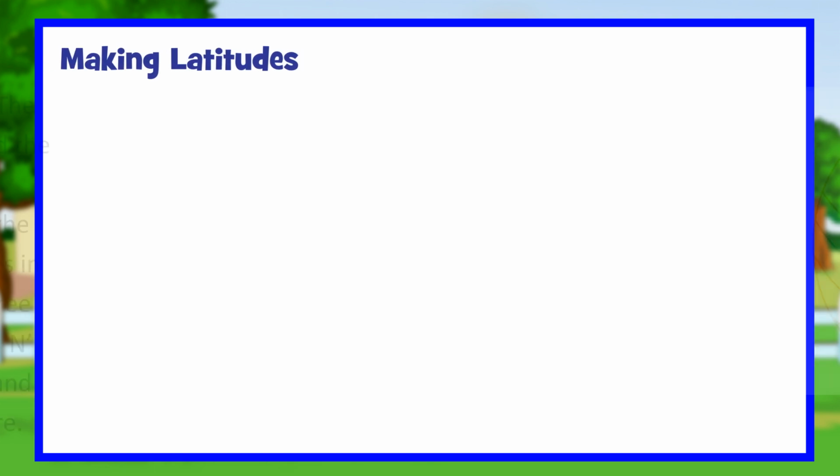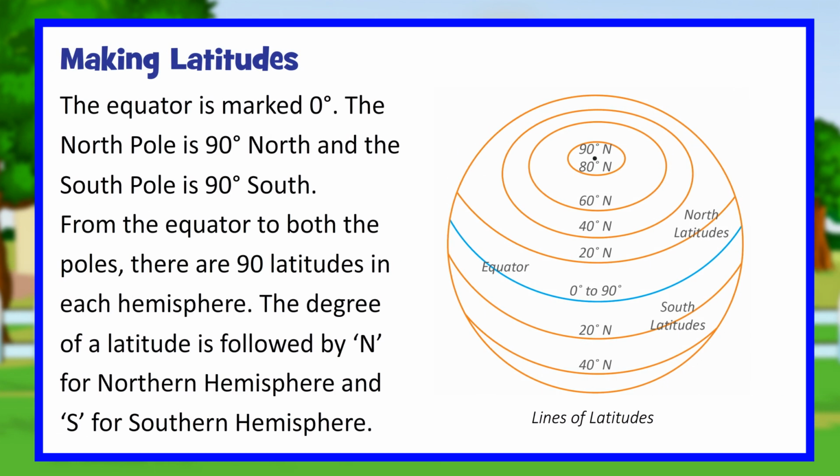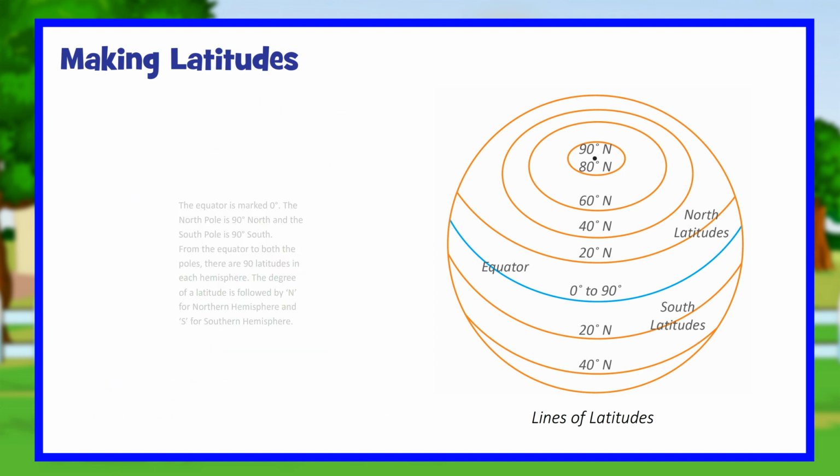Marking latitudes. The equator is marked 0 degrees. The North Pole is 90 degrees north and the South Pole is 90 degrees south. From the equator to both the poles, there are 90 latitudes in each hemisphere. The degree of a latitude is followed by N for northern hemisphere and S for southern hemisphere.